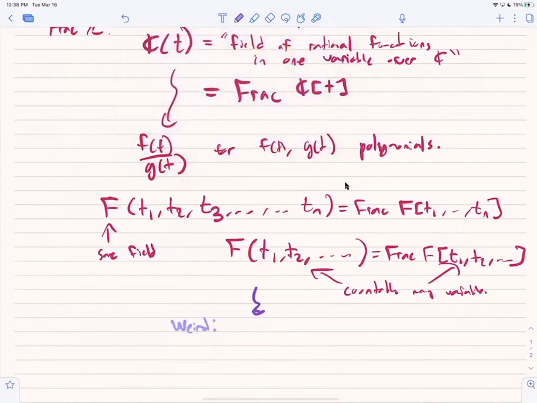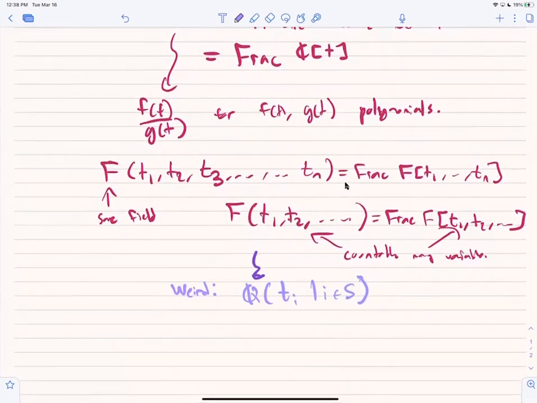Here's something weird. I take the rational numbers, and then I take the field of rational functions in variables t_i, where i is running over an uncountable set S. I fix a set of cardinality the same as the power set of a countable set.